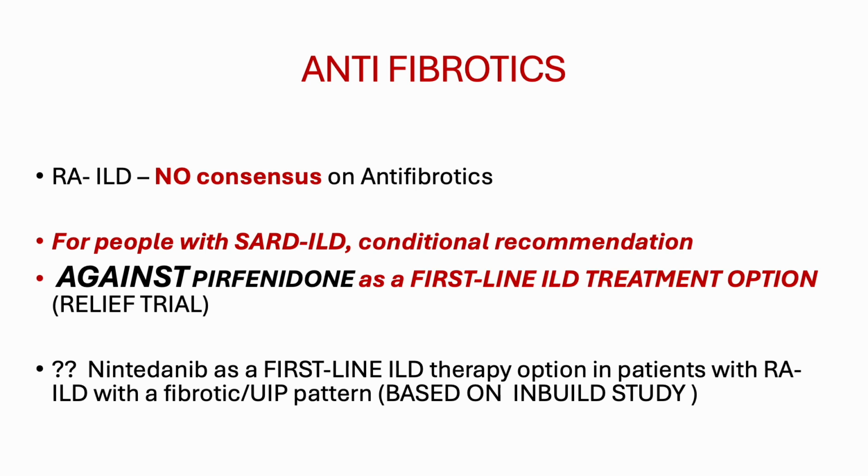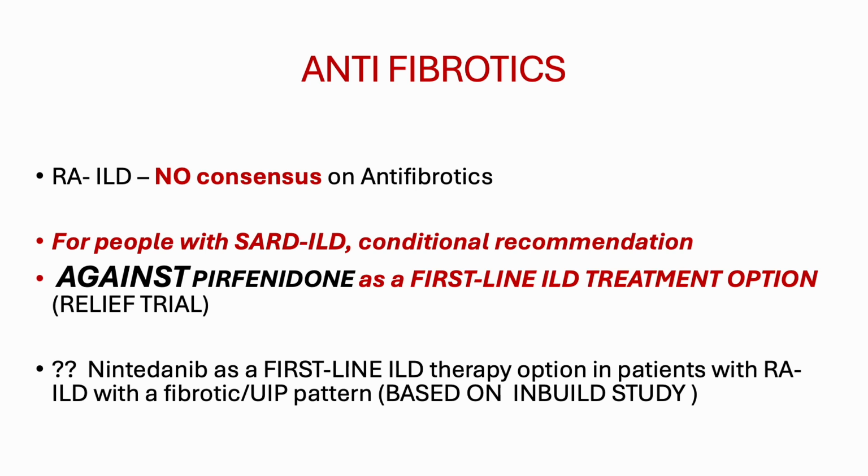Now coming to antifibrotics, this is something which is an eye opener. The guideline mentioned that there is no consensus on antifibrotics in rheumatoid arthritis. They also say that for people with SAD ILDs in general, they recommend against starting pirfenidone, and that comes usually from the RELIEF trial for pirfenidone in connective tissue disease ILDs or progressive ILDs, where it was stopped because of poor recruitment. Because the INBUILD study was successful and had a subgroup of patients with CTDs, they mentioned that nintedanib could be the first line when you want to start antifibrotics. But again, there's no clear consensus.